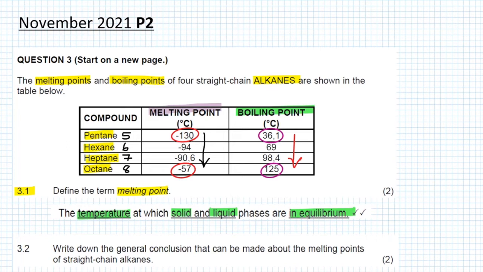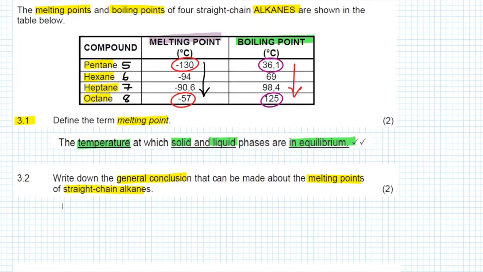Question 3.2 says, write down the general conclusion that can be made about the melting points of straight chain alkanes. When we write down a scientific conclusion, then we are telling the marker the relationship between independent and dependent variables. Specifically here, the dependent and independent variable in this investigation. We are looking at the melting points, right? So not the boiling points. This is the dependent variable. Something is changing, and as a result, we have different melting points. What is it that is changing? Well, it is the length of the organic compounds. We're going from pentane, which contains 5 carbon atoms, to octane that contains 8 carbon atoms.